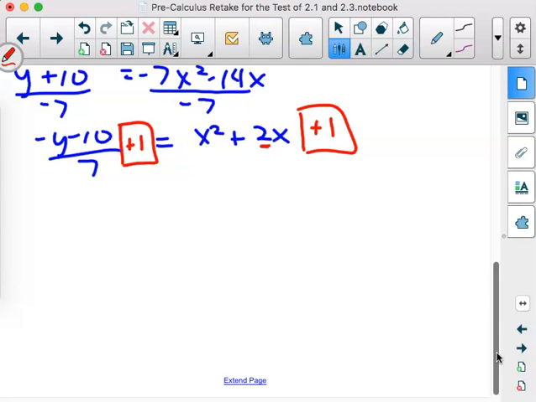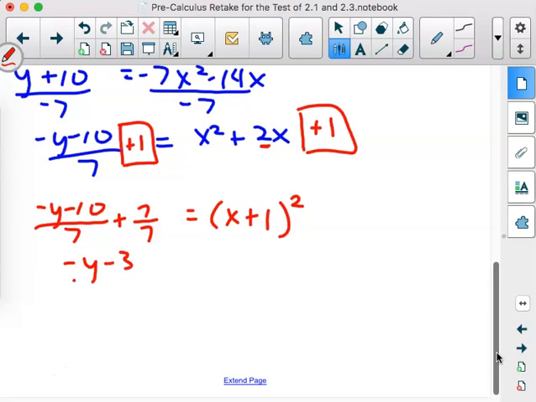And some of you didn't do that. You used a 7 and a negative 7, which would have been a negative 1, subtracting 1 from both sides. So, like I said, it's easier to put the negative in the numerator, change the 1 to 7/7, write your perfect square trinomial as a binomial squared, realize that you have a common denominator over here, so we'll have negative y minus 3 over 7, and then start moving things back.